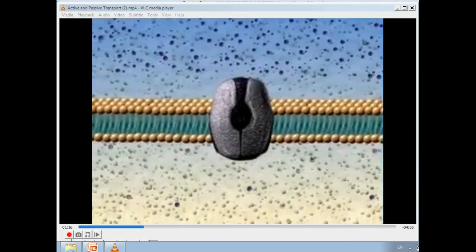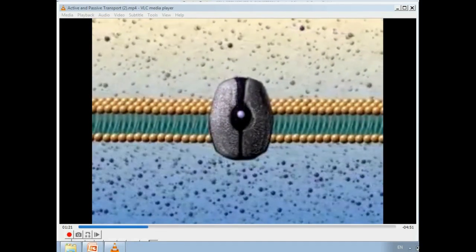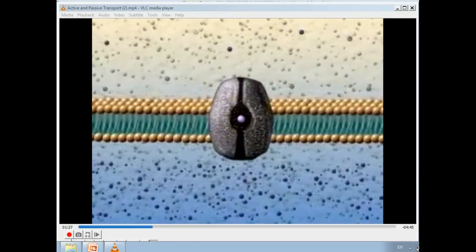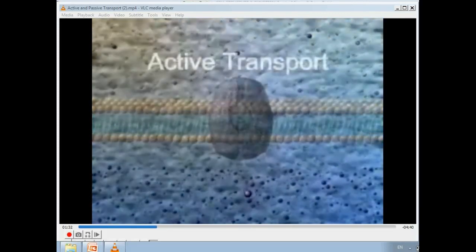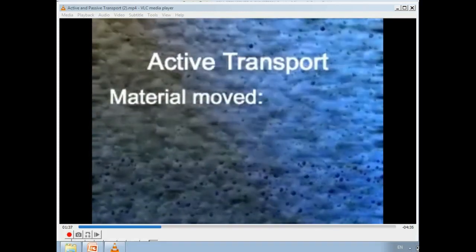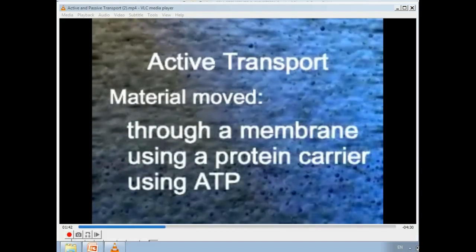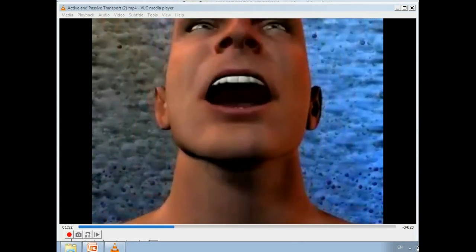However, there are materials that need to be moved against their concentration gradient. This process requires energy, ATP, and protein carriers that are found in the plasma membrane. Active transport is defined as material moved from a low concentration to a high concentration through a membrane using a protein carrier that requires ATP. An example of active transport is the mechanism of uptake of iodine by the thyroid gland. Iodine is essential for the manufacture of hormones that influence body metabolism.